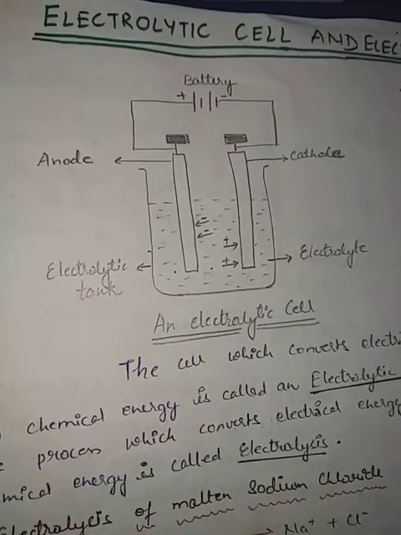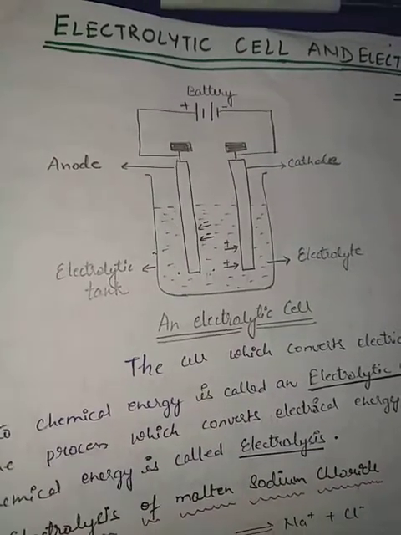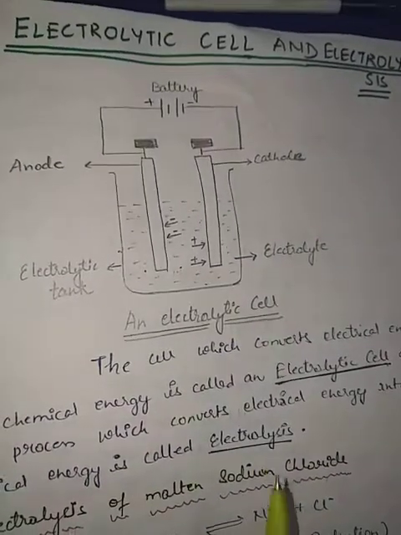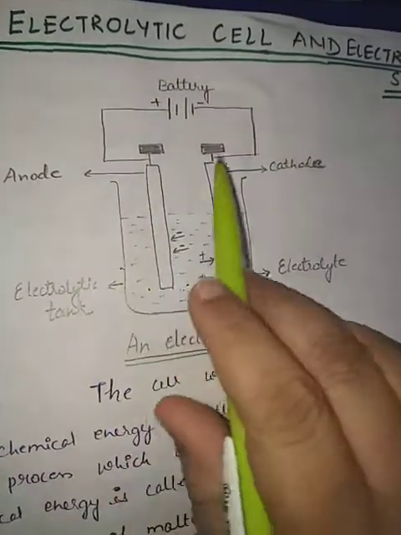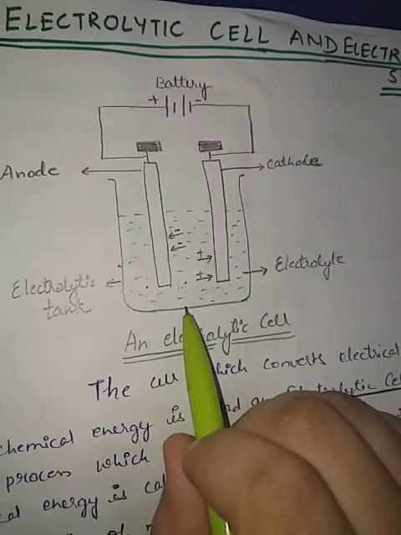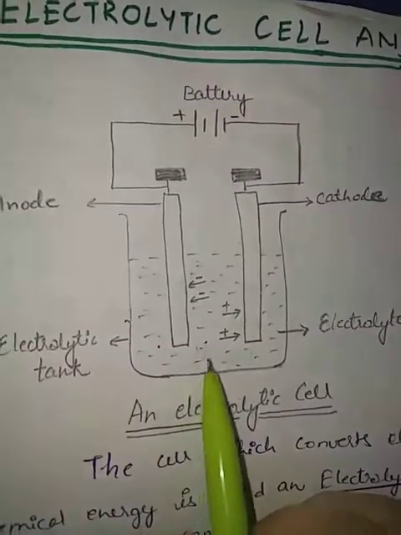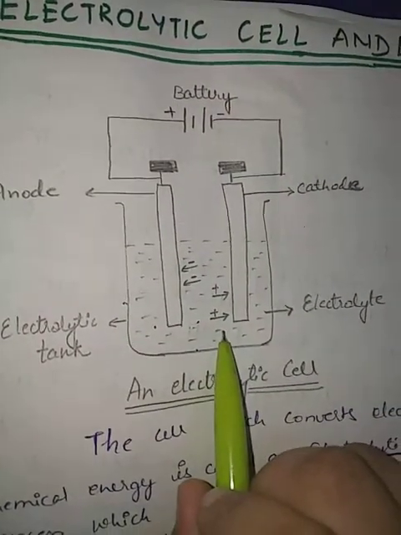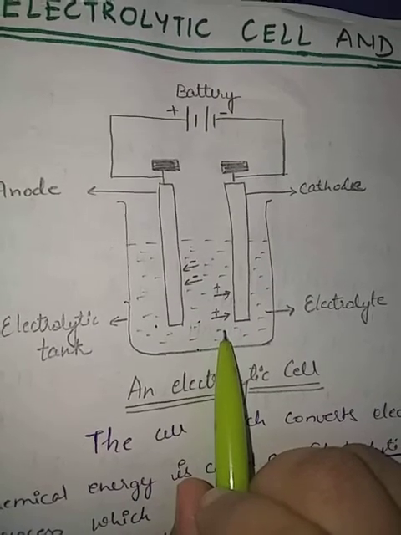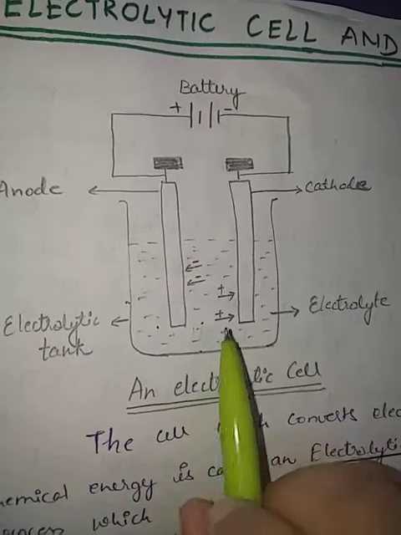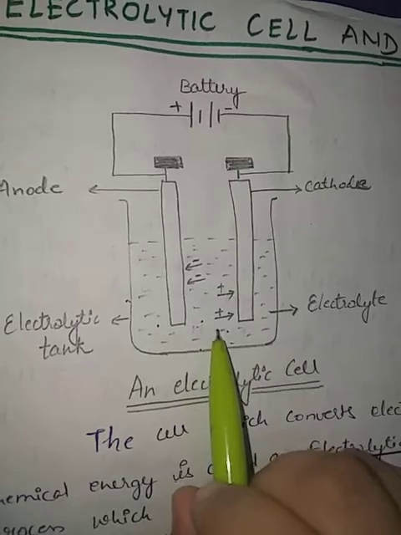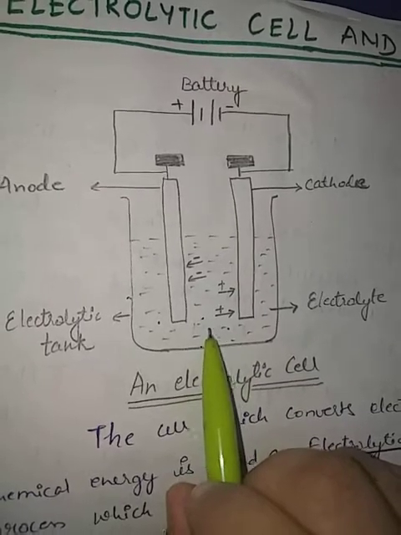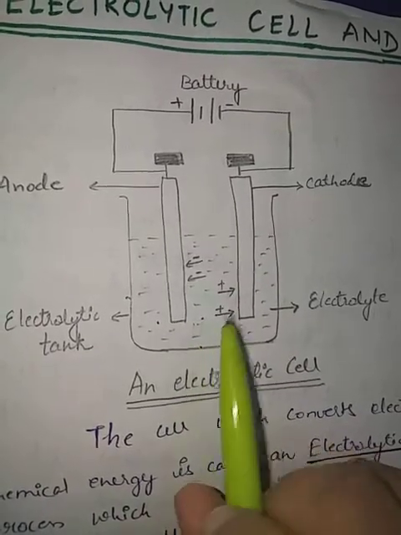Hello students, today we will study about electrolytic cell and electrolysis. See, this is an electrolytic cell. The tank is the electrolytic tank. The liquid taken inside is an electrolyte, which is a conductor of electricity. This electrolyte can dissociate into its ions.